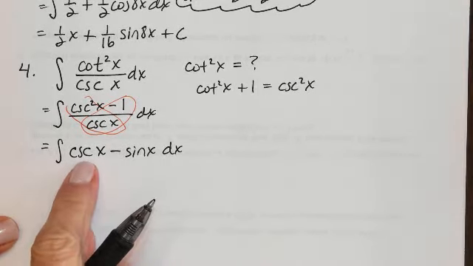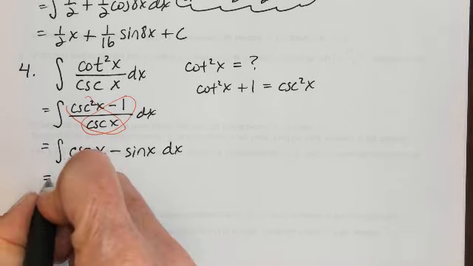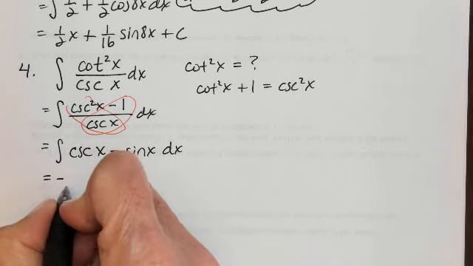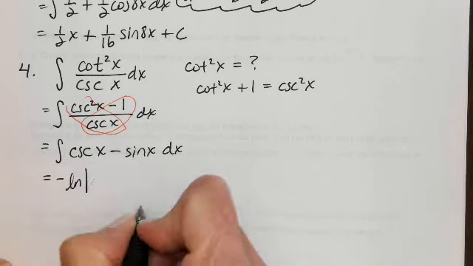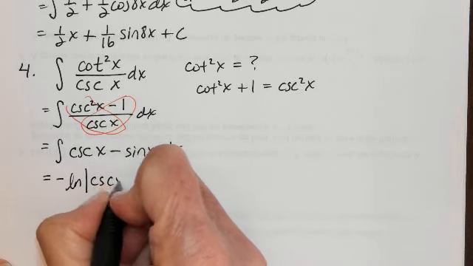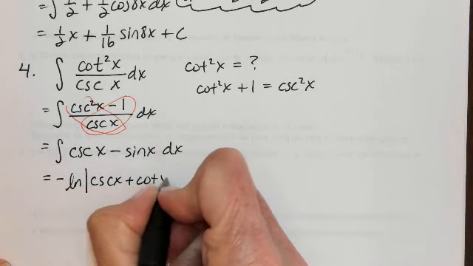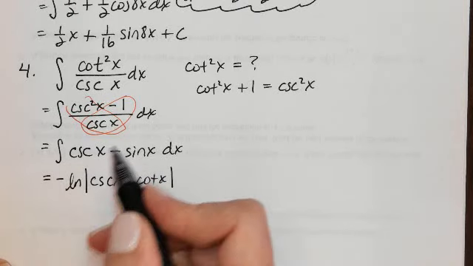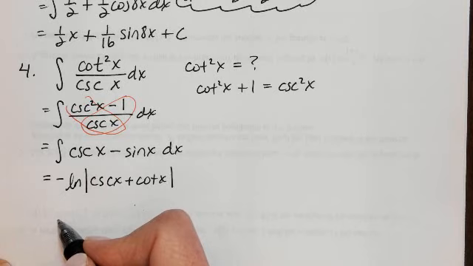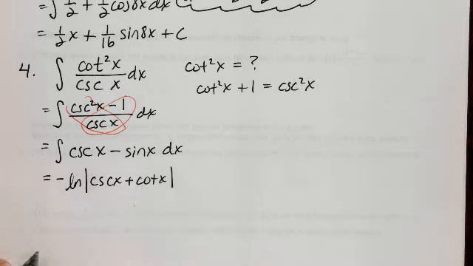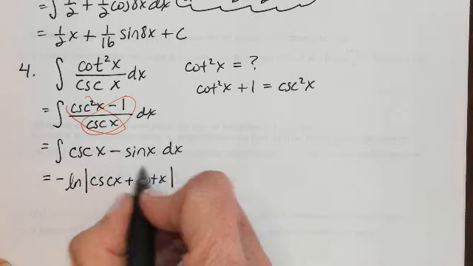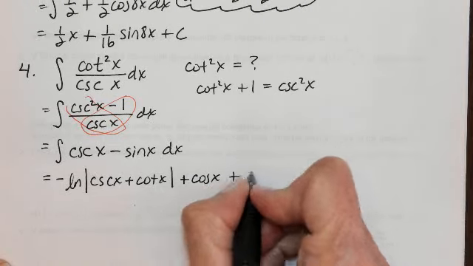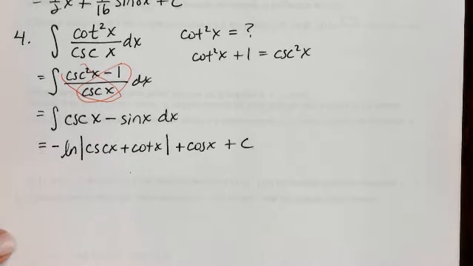Now the antiderivative of cosecant x, you just need to know this, okay? Just need to know this. It's negative ln absolute value cosecant x plus cotangent x. I remember the one for secant x, and then I can get the one for cosecant x. But you just need to know those, all right? And then the antiderivative of negative sine x is positive cosine x plus c.